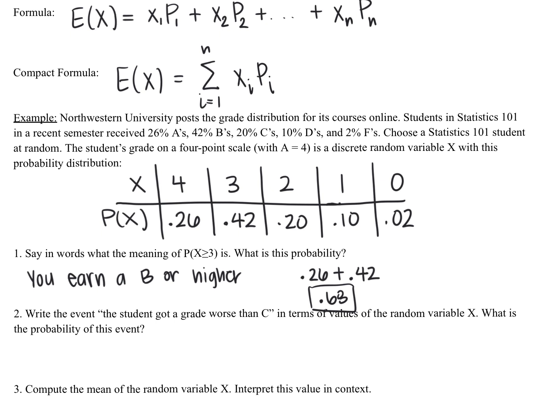Next, we're going to write the event that a student got a grade worse than C in terms of our values, and then find that probability. So C corresponds to a 2. Anything less than 2 is going to be X less than 2. Now, it does not say that a student got a C or worse. It says that a student got a grade worse than C. So that is strictly less than. So there's no equal to, which means everything less than 2 is my 0 and my 1. So I do 0.10 plus 0.02, which is 0.12.